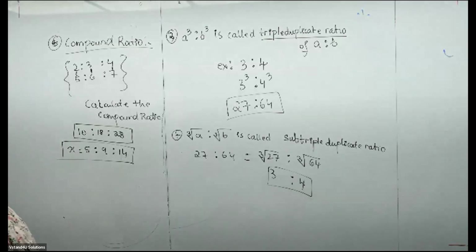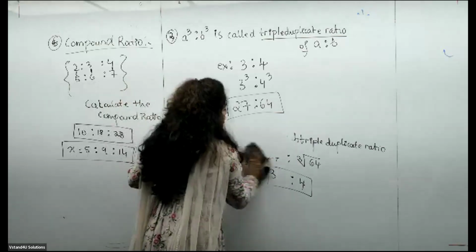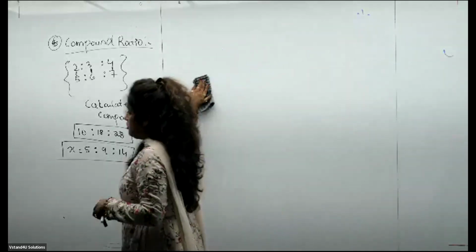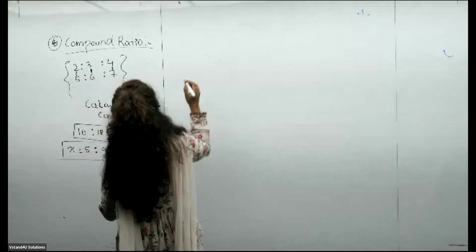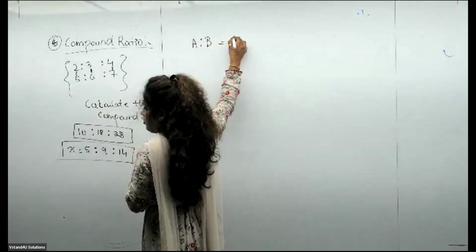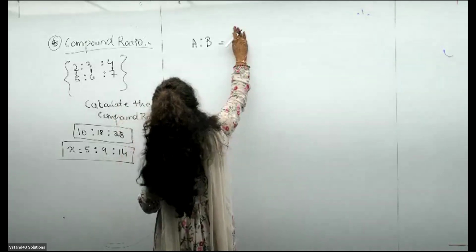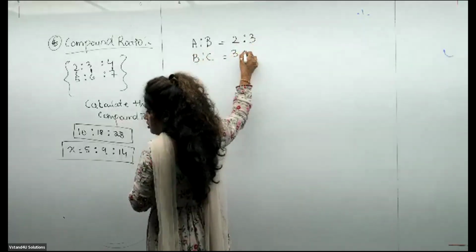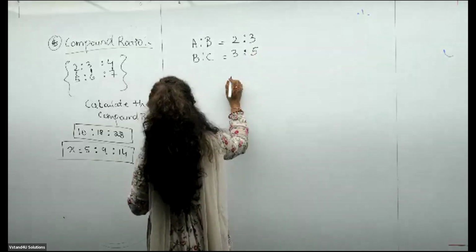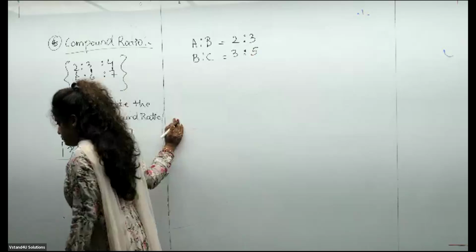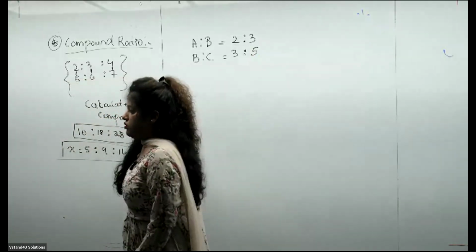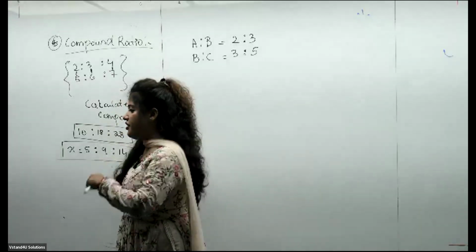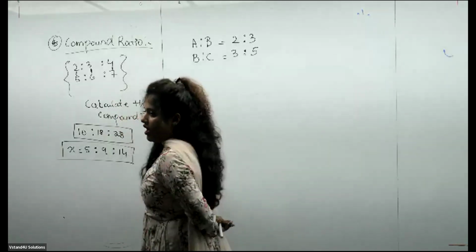Now I have another question. The same thing, to calculate the compound ratio only. The question is A is to B is equal to 2:3 and B is to C is equal to 3:5. Now, can you tell me how to calculate the compound ratio? 2:3:5. How?